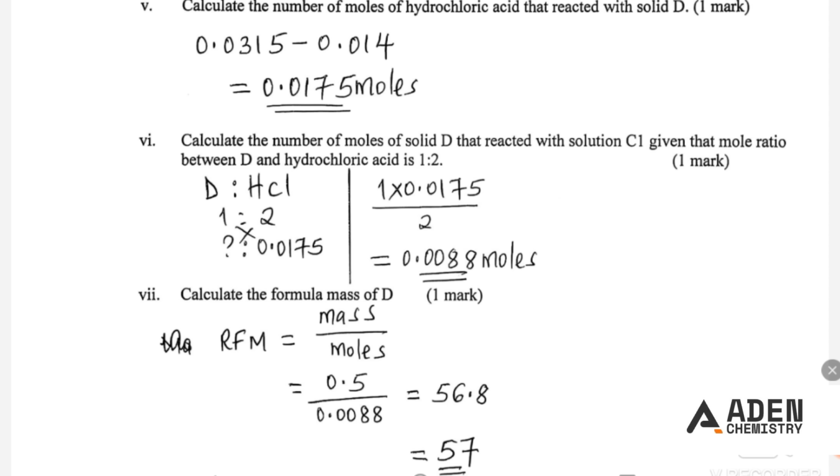Lastly, Roman 7, we are to calculate the formula mass of D. So RFM, or formula mass, is given by the mass divided by the number of moles. So the mass given is 0.5 divided by the moles of solid D, which is 0.0088. What we are going to get there is 56.8, and we are dealing with RFM, or formula mass. It must be a whole number, so we are going to have 57. Remember, it has no unit.